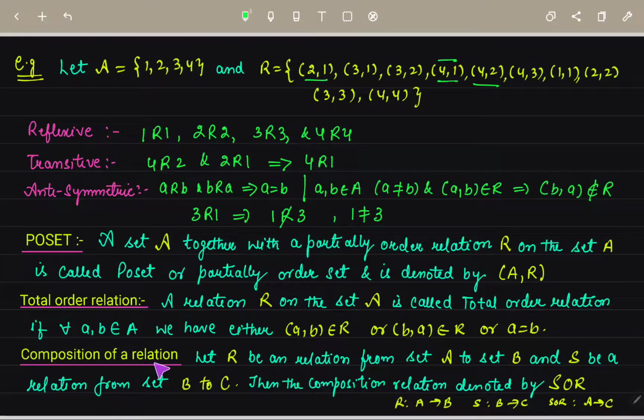Next is composition of a relation. So let R be a relation from set A to B. Similarly, I am taking another relation, that is S, and it is from the set B to C. Then the composition relation, or we can say the composition mapping, denoted by S composition R, is the mapping from the set A to C. So if R is from A to B and S is from B to C, then S composition R is the relation from A to C.